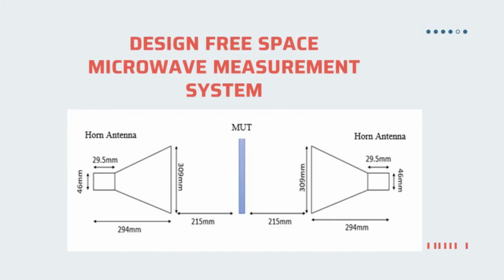The proposed structure in this project is the Free Space Microwave Measurement System, FSMM, as shown in this figure. Two horn antennas are used as transmitter and receiver respectively, and the concrete tile roof is placed between the horn antennas as the material under test. The simulation was carried out over a frequency range of 2.2 to 3.3 GHz.